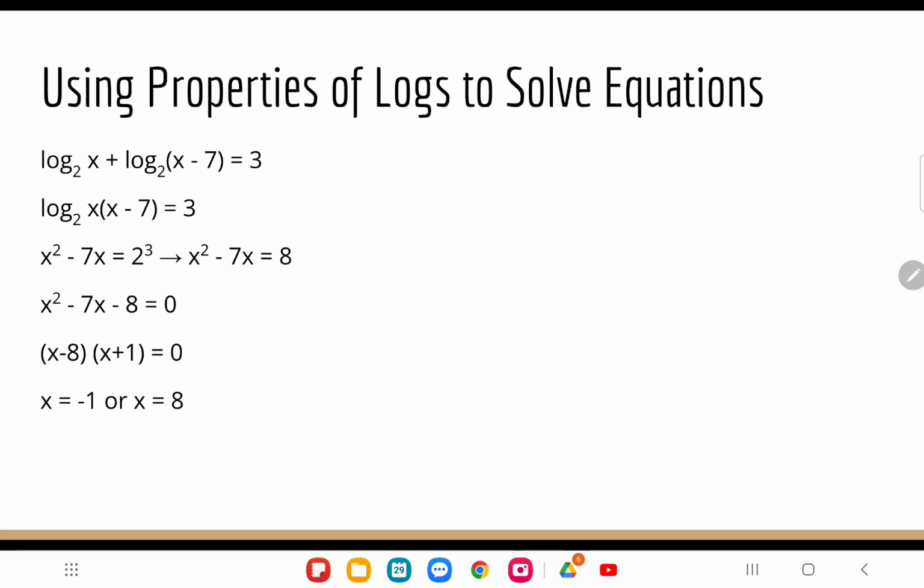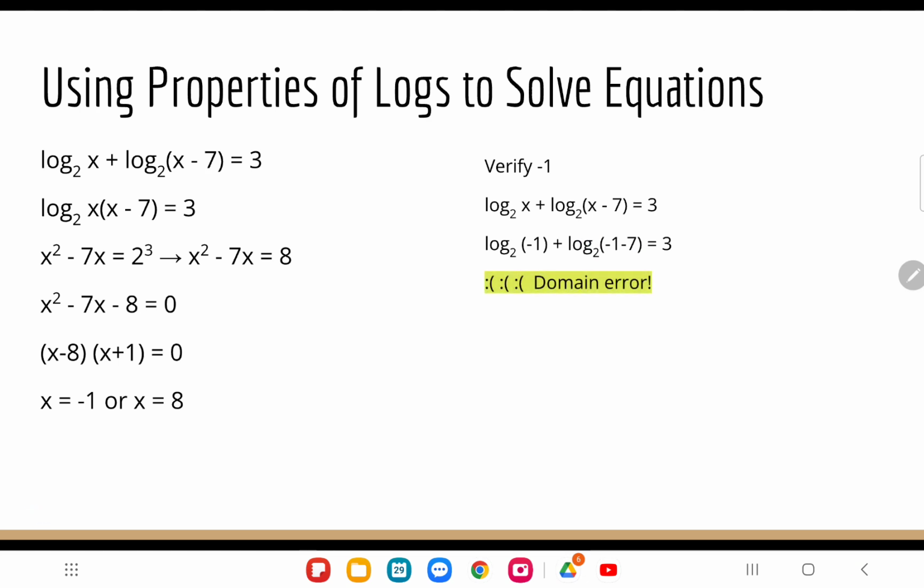In one of these cases, x equals -1 is going to yield a domain error when I verify. You can see right here and here as well. So that is not going to work. It is an extraneous solution. However, x equals 8 is going to work out just great. Therefore, the only answer here is x equals 8. Please be sure that you are writing both solutions and noting that x equals -1 is an extraneous solution.